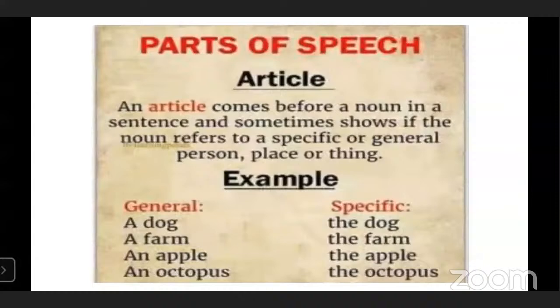See, the specific, that means particular. Here it is written a dog. You can say a sentence, a dog is barking. But if I said the dog, that means it is about a particular dog, not for any dog. That could be anybody's pet dog. The farm. The apple. The octopus. Not common for all octopus, but it is the octopus.